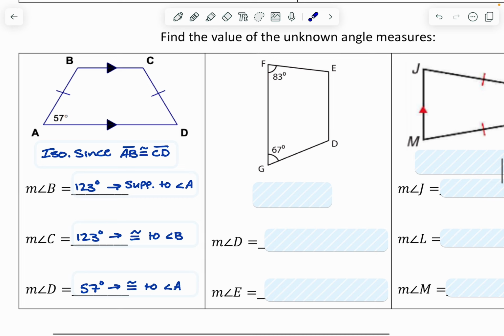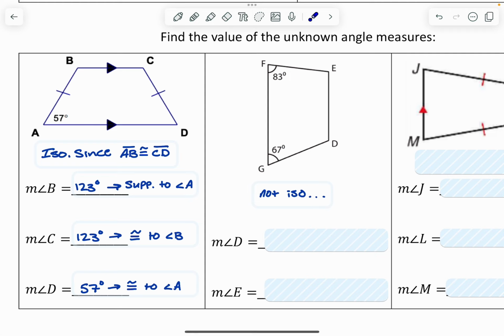Now I want you to think, for the next example, is this a general trapezoid or is this an isosceles trapezoid? Not an isosceles trapezoid. How do you know that? Well, FE and GD doesn't tell me that they're congruent. Here is my base. Those two angles are not congruent, so my base angles are not congruent. And I don't know anything about the diagonals, so not enough to say that that's an isosceles trapezoid.